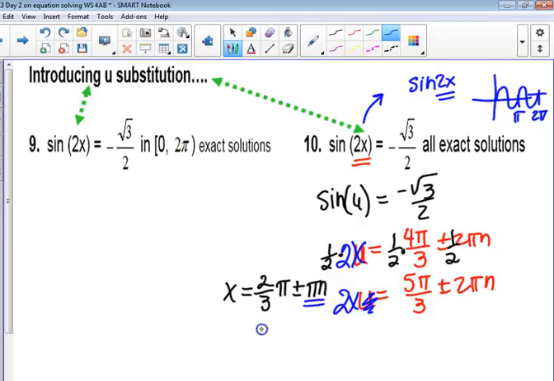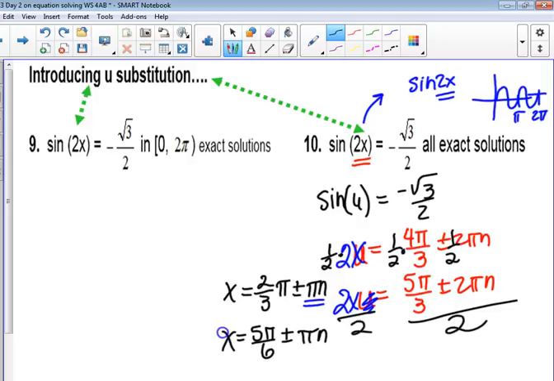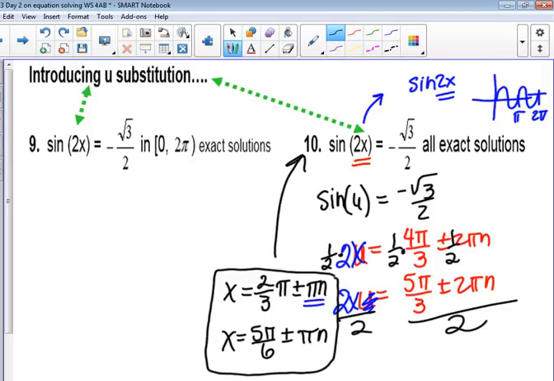Okay, now tell me what we get when we divide this one all by 2, or take half. X equals 5 pi over 6 plus or minus pi n. Okay. This is the answer. We're done. We did good for number 10.